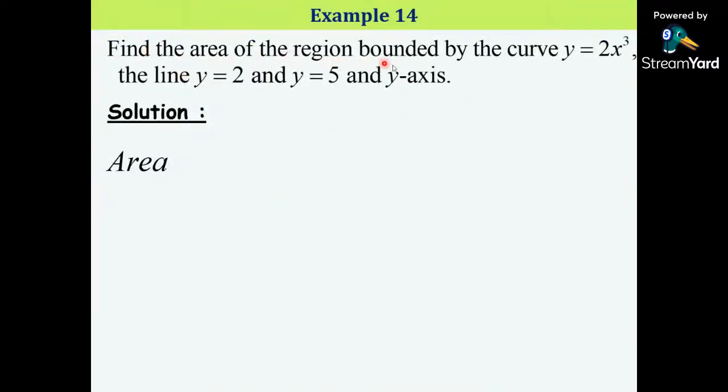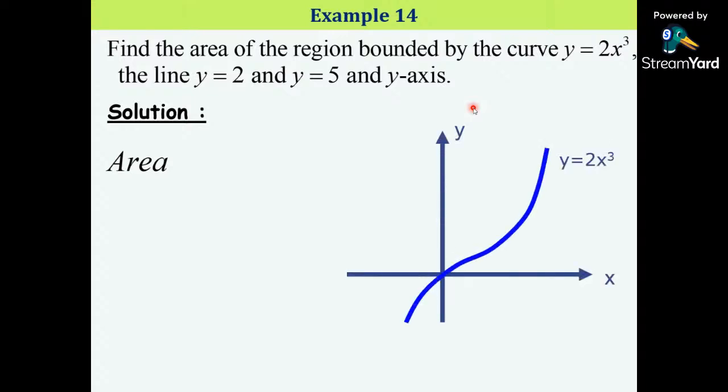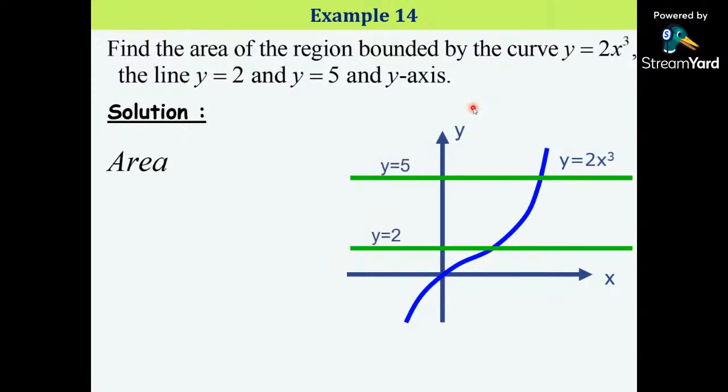Find the area of the region bounded by the curve y equals 2x cubed, the lines y equals 2, y equals 5, and the y-axis. In this case, you will integrate with respect to y. But before that, let us sketch the graph and mark down y equals 2 and y equals 5. So here is the y-axis and the shaded region.